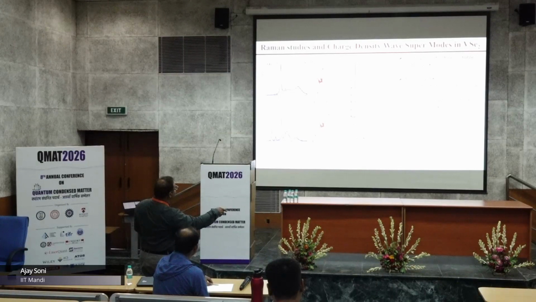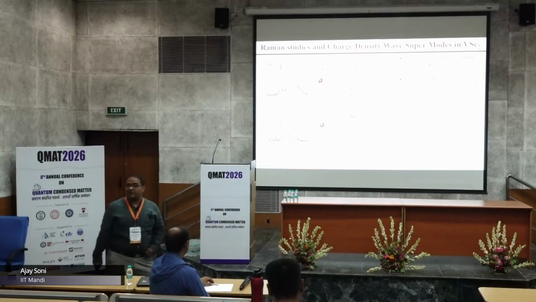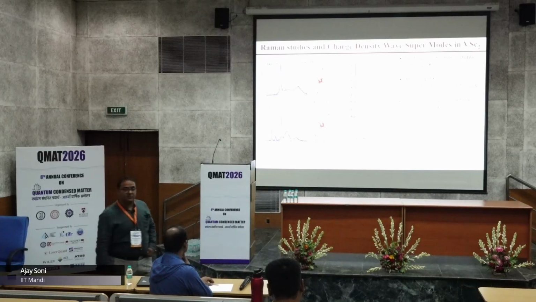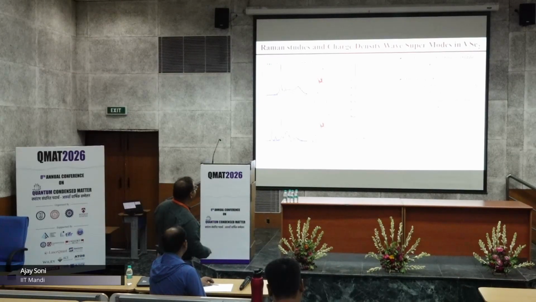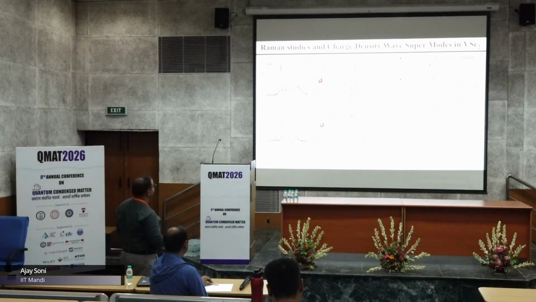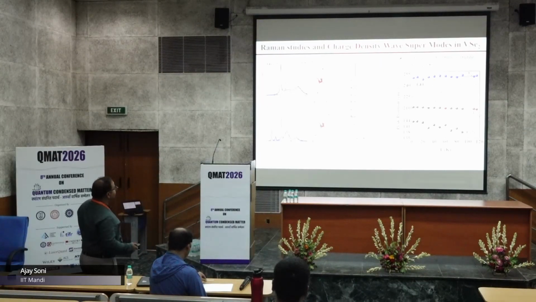And then when you go to 40 Kelvin, you start getting another Raman mode here. So now these two Raman modes are associated with the charge density. We call them charge density wave super modes. And that thermal dynamics actually tells you a lot of information about those materials.